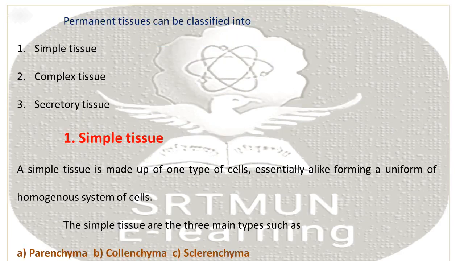Now, permanent tissue can be classified into, first of all, simple tissue, complex tissue, and secretory tissue. Now start with the first, simple tissue. A simple tissue is made up of one type of cells, forming a uniform or homogeneous system of cells. The simple tissues are of three main types: first of all parenchyma, second collenchyma, and third sclerenchyma.